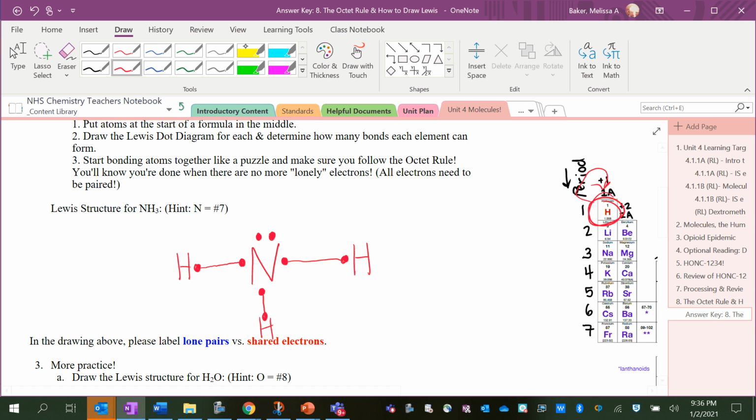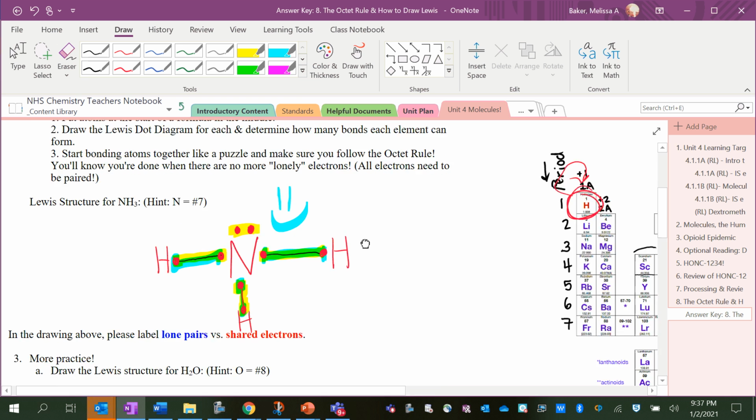Now let's make sure everyone's happy. Okay, so each should have 8 or 2 to be happy. So let's start with nitrogen. It's got 2, 3, 4, 5, 6, 7, 8 that it's sharing. And each hydrogen has 1, 2. So this does follow the octet rule.